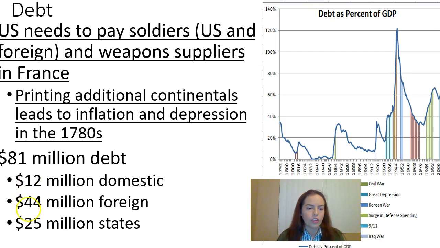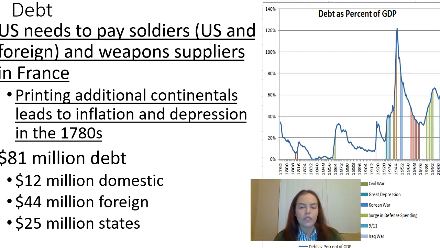So we see at the end of the war that the United States is in debt of $81 million, and it's broken down into three different categories. So $12 million is owed in domestic debt, $12 million is owed to our U.S. soldiers, $44 million, a big chunk of this debt, is owed to our foreign aid. So a lot of this is owed to the French for their army, their navy, and their supplying of weapons. And then $25 million is in state debt.